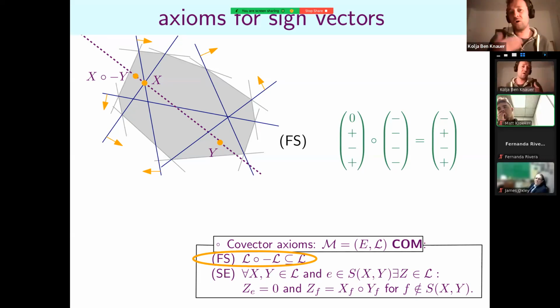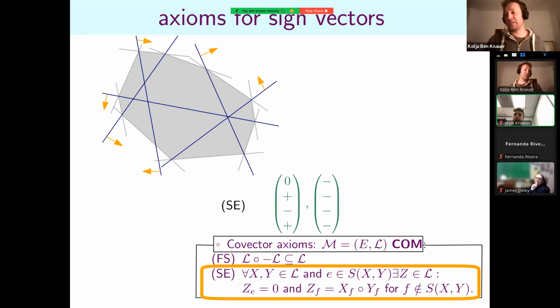And then, since I don't cross any new hyperplanes, since I'm very close, all the places where X has a sign will just be the sign of X. However, all the places where X doesn't have a sign and Y does, my new point will lie on the opposite side. So it will have the negative sign there. So this is exactly why the composition, this phase symmetry axiom, holds. That's the first axiom. The second axiom is strong elimination.